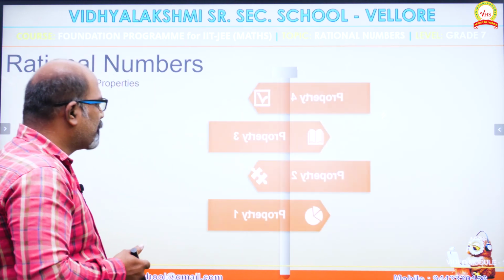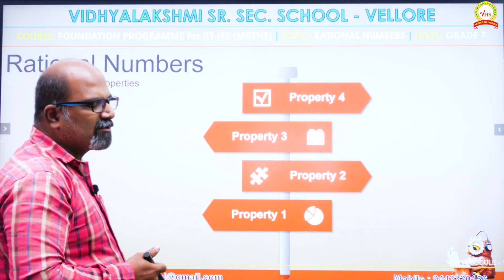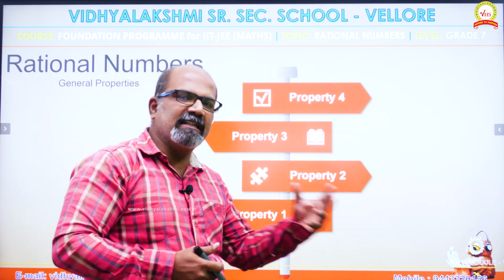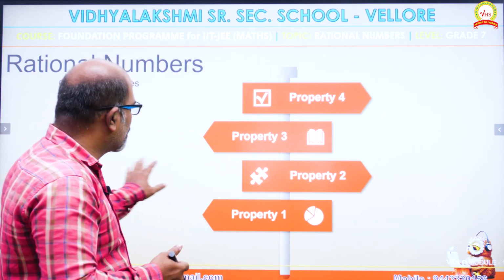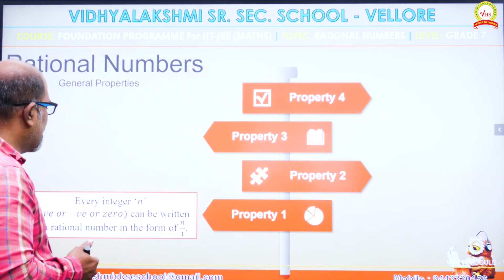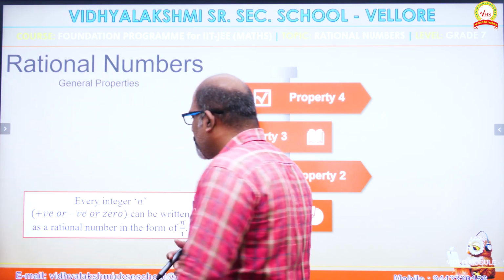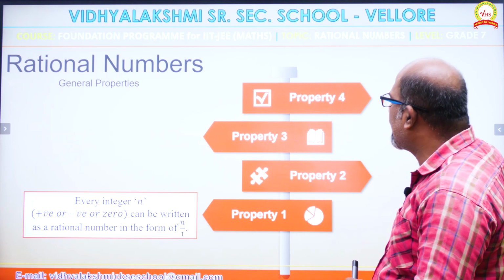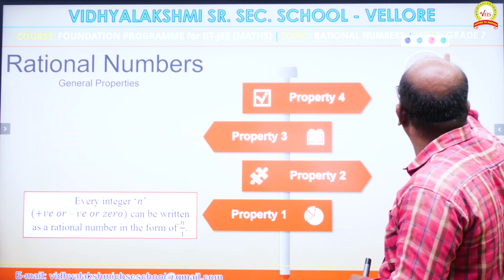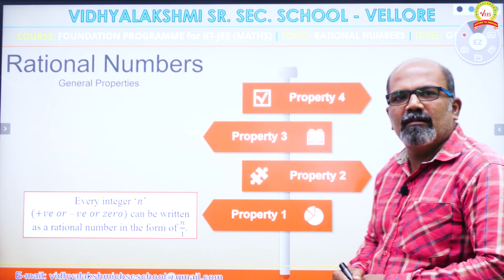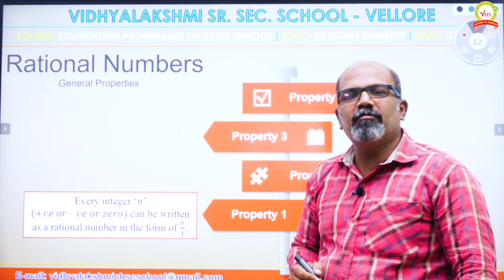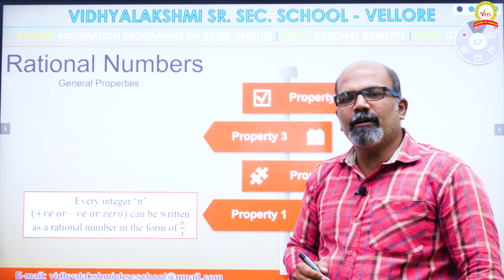Then next we are going to study a few properties of rational numbers, okay. Totally there are 8 properties coined here. In the first screen we will be studying the first 4 properties, and in the next screen we will study the next 4, okay. So you see that the first property tells us that every integer n can be written as a rational number in the form of n by 1.